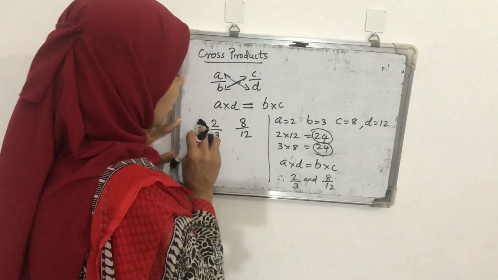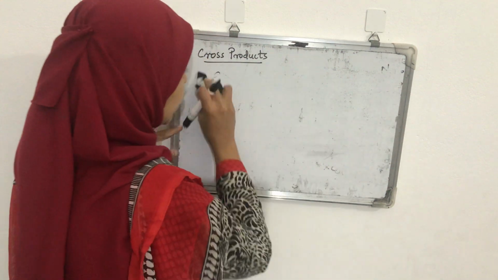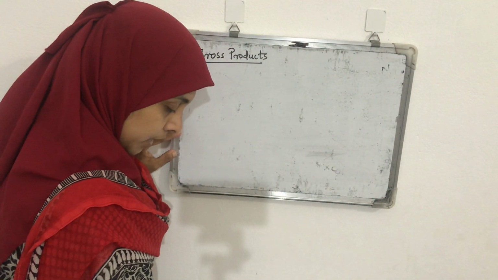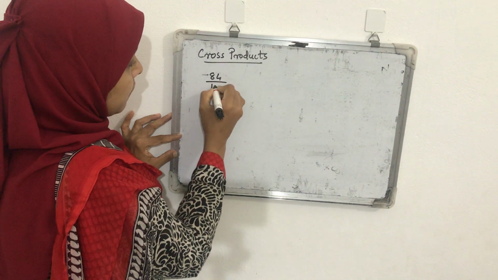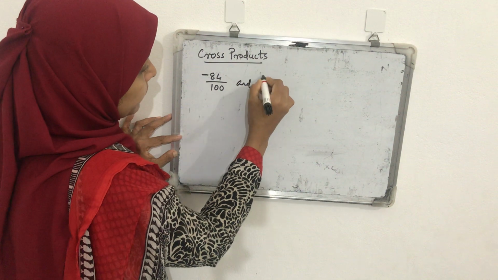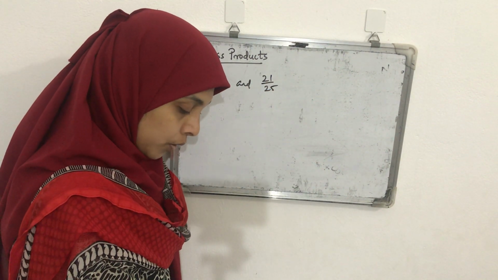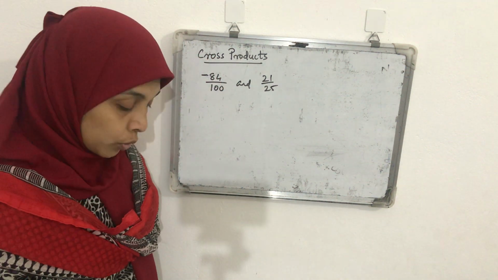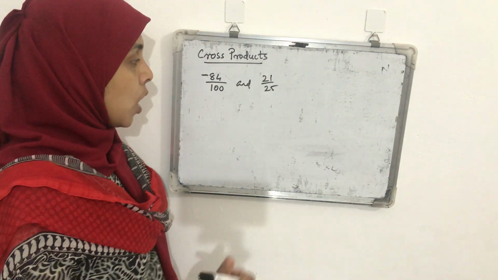Look at one example from that exercise question. It is given minus 84 by 100. We want to check minus 84 by 100 and 21 by 25. Are they equivalent rational numbers or not? If yes, find their standard form. That is the question. How can we check here?